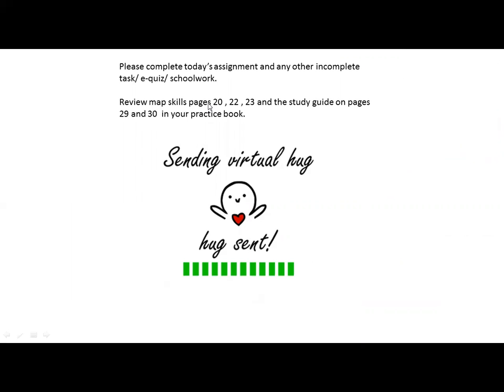Great. So, grade 3, I want you to complete today's assignment. Please review your map skills on pages 20, 22, and 23 in your practice books, and also pages 29 and 30 for a very easy quiz that will cover all the concepts that we've learned in lessons 1, 2, and 3 of chapter 3.